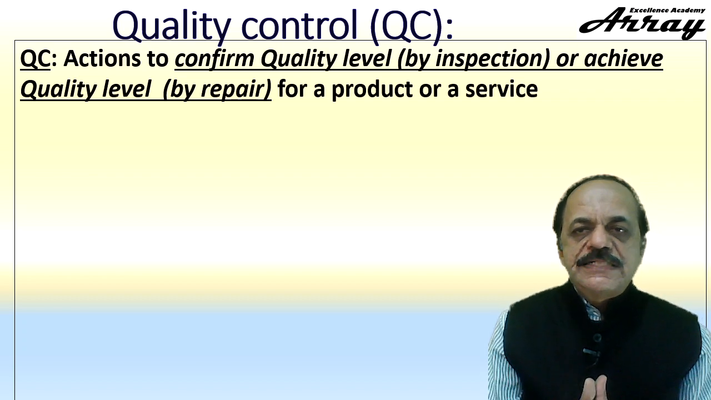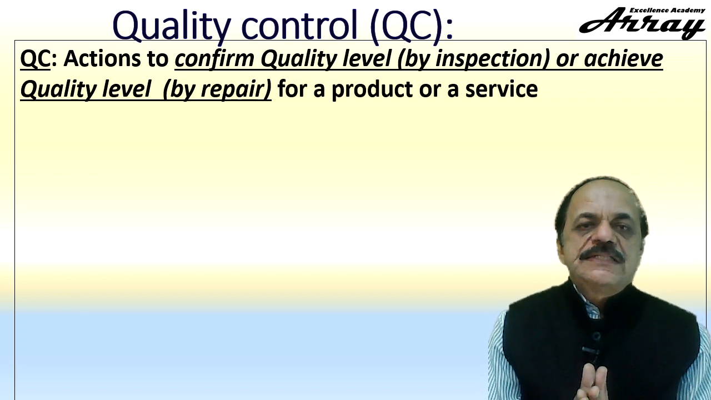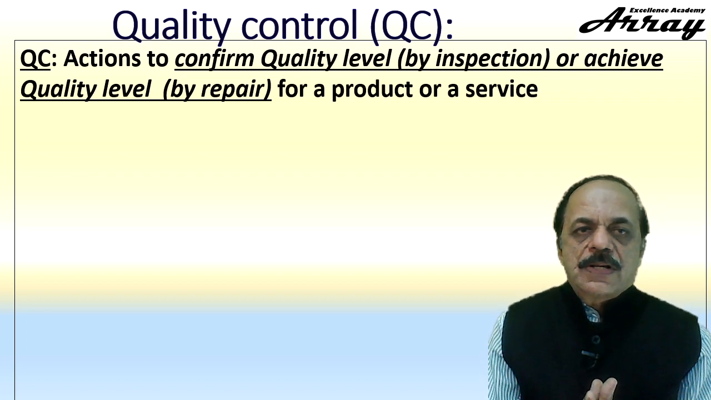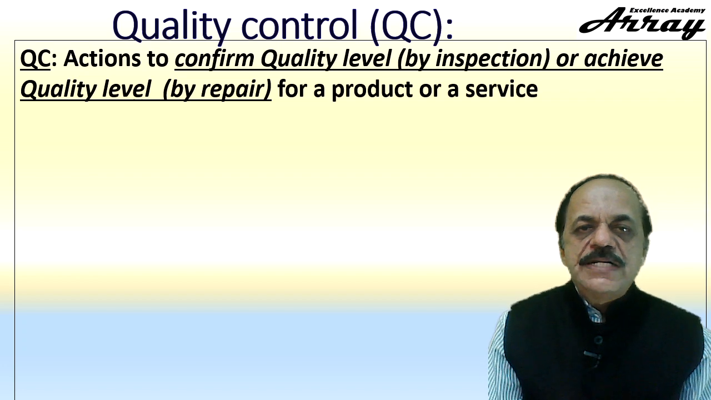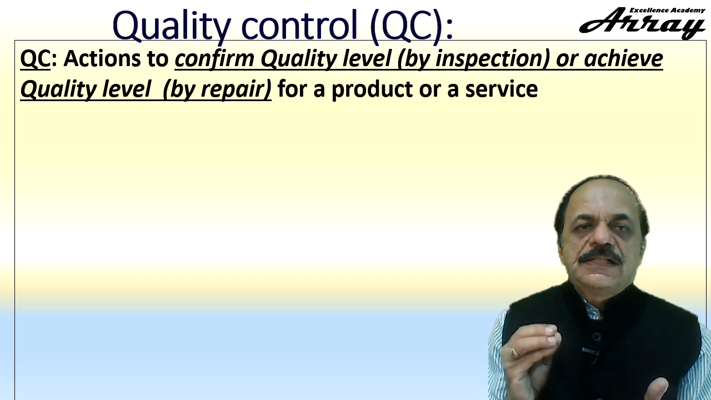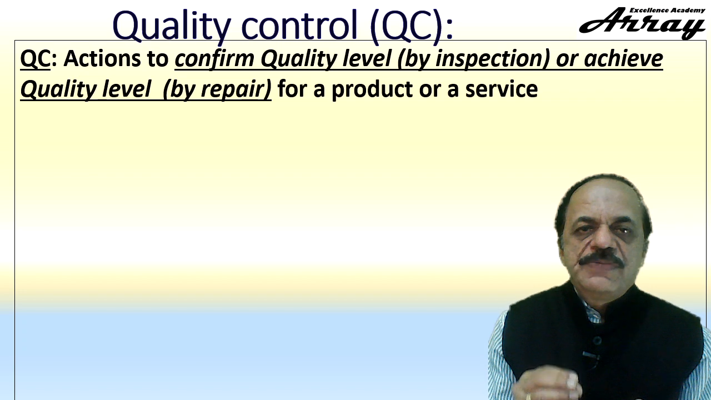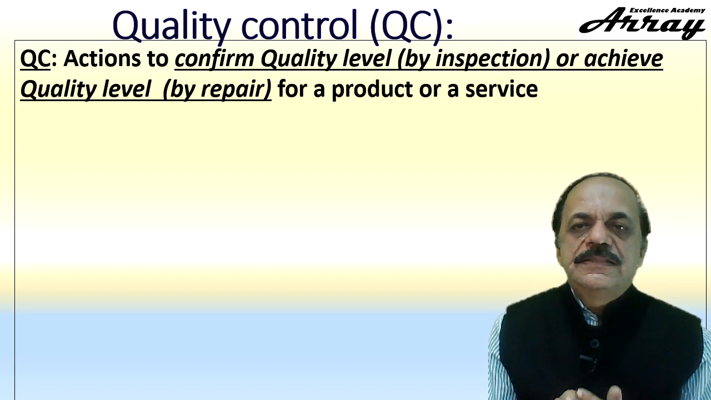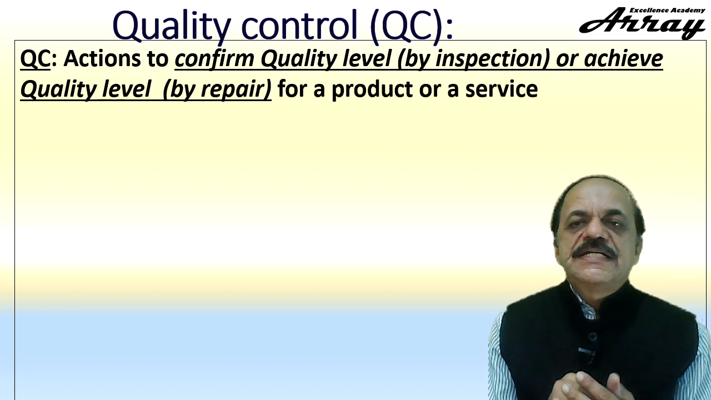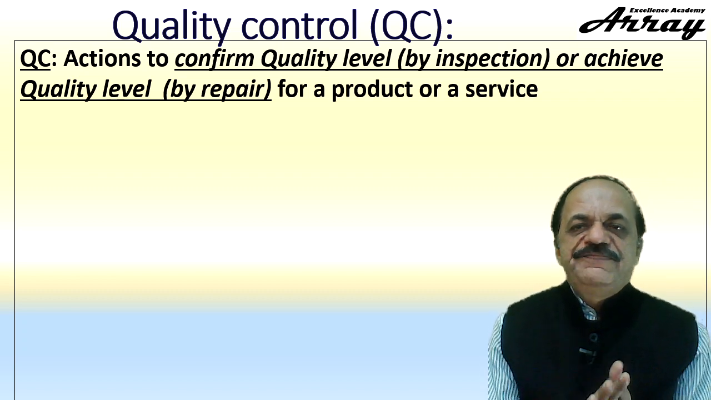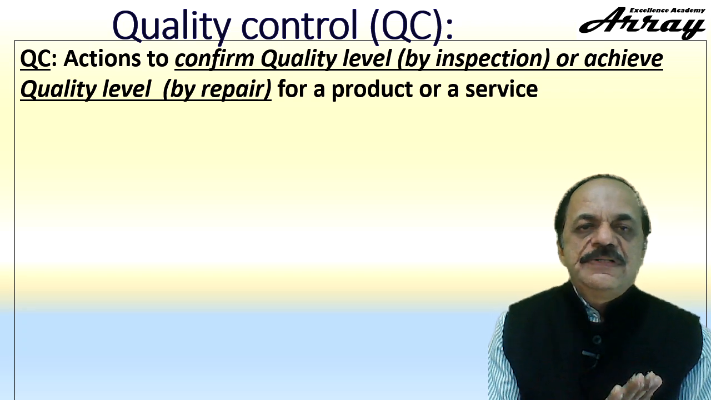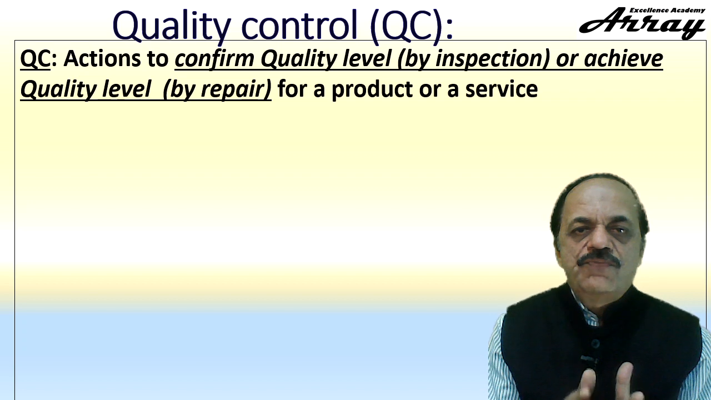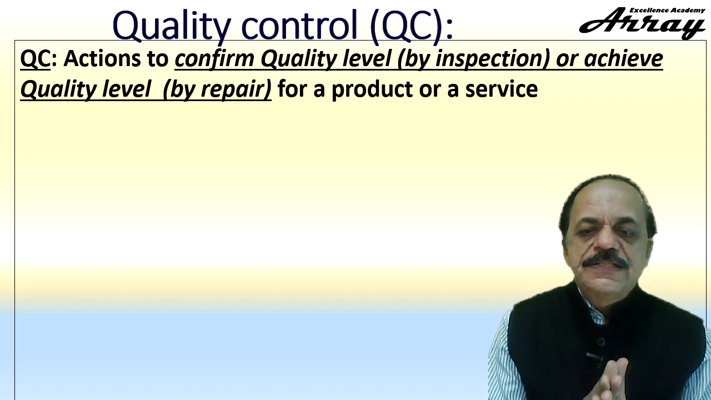Actions to confirm quality level or achieve quality level for a product or a service is quality control. What do we mean by actions to confirm quality level? Do inspection, clear the items that have passed because they are meeting the current quality level. We are confirming that they are meeting the current quality level. If the item gets rejected, rectify the defect so that they achieve the quality level which is required. So these are the two actions done in quality control for a product or an end service.